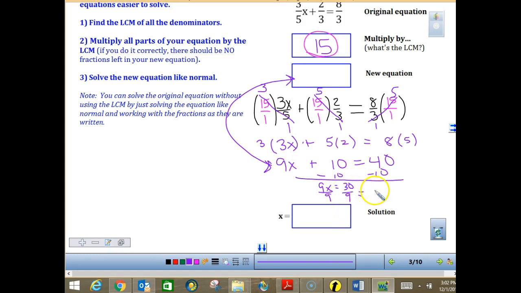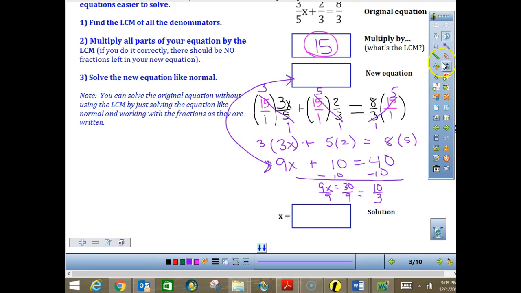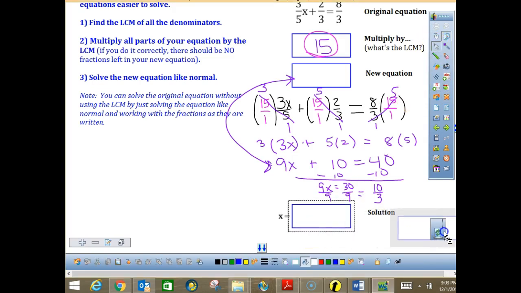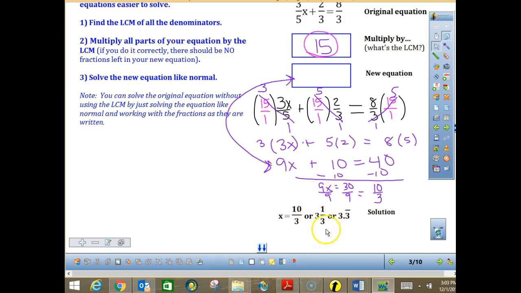Or 3 goes into both of these, right? And I'd have 10 divided by 3. I could take that answer. I could also change it to a mixed number. How many times does 3 go into 10? 3 and 1/3. Or I take 3.3 repeating. Now, the best answers that I would recommend in the back when you look at your answers in your checking today is either keeping it as this improper fraction, because some of you will make a mistake when you change from the improper fraction to a mixed number.